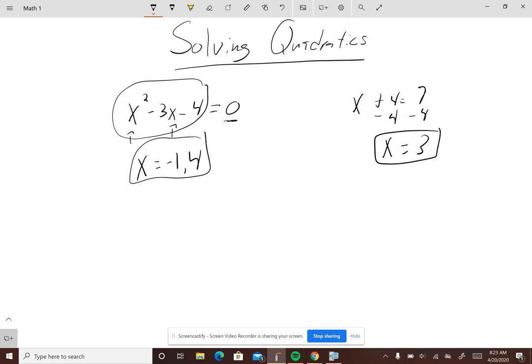So your first assignment is just going to be using quadratics. Graph them on your calculator. Give me the roots. Solve them, and then we'll talk about more methods for solving in the next videos.